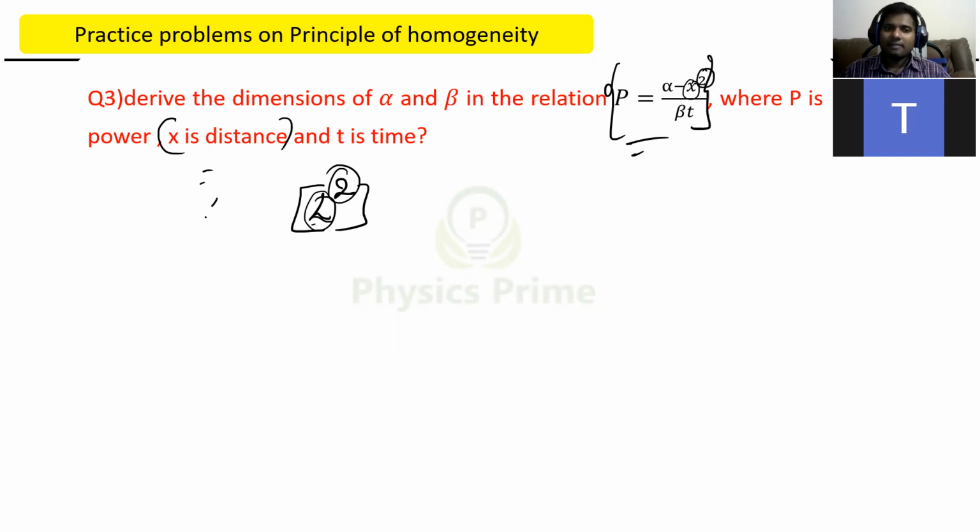So alpha will have a dimension of L square, because the minus symbol is there. x square means L square. So alpha will have a dimension of L square. Got it? L power 2.